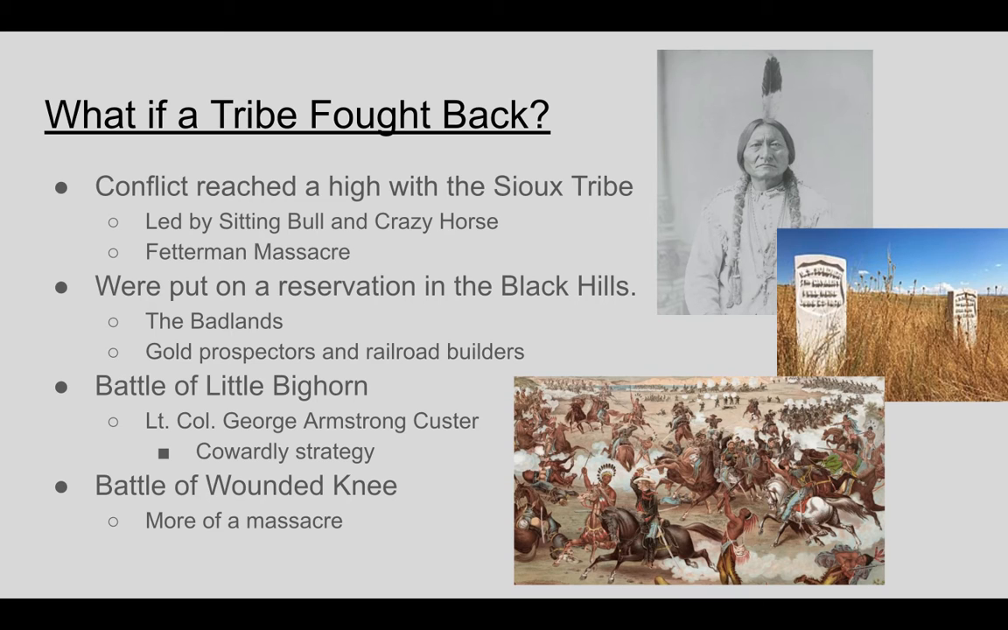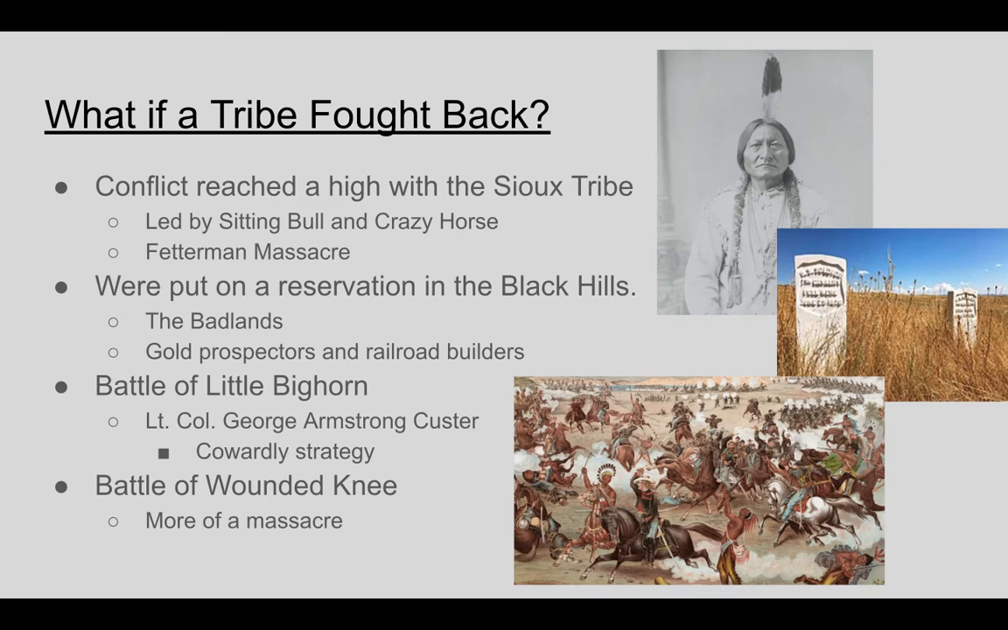The Sioux fought for a little while longer, and they were doing really, really well. And then they agreed to a Fort Laramie Treaty of, I think it was 1868, and were removed to the Black Hills. Now, they got to kind of stay in their area, but not the whole area. They were isolated into a spot in the Black Hills called the Badlands.